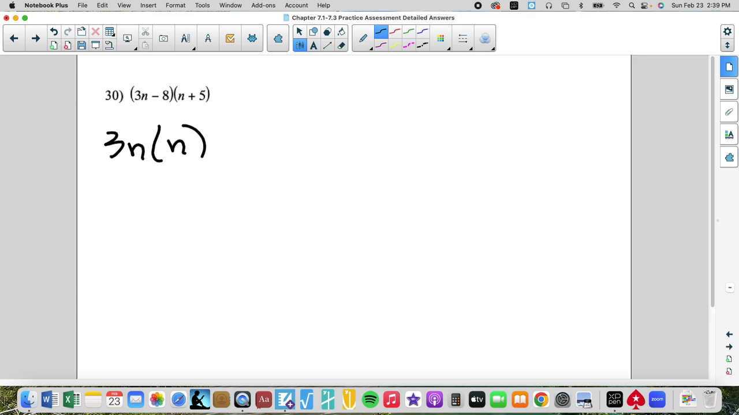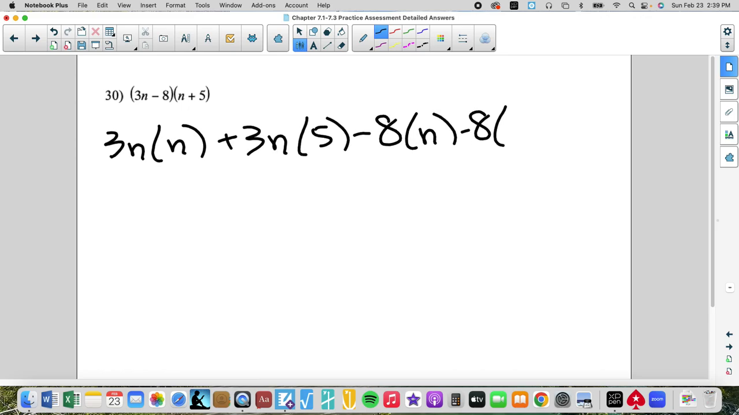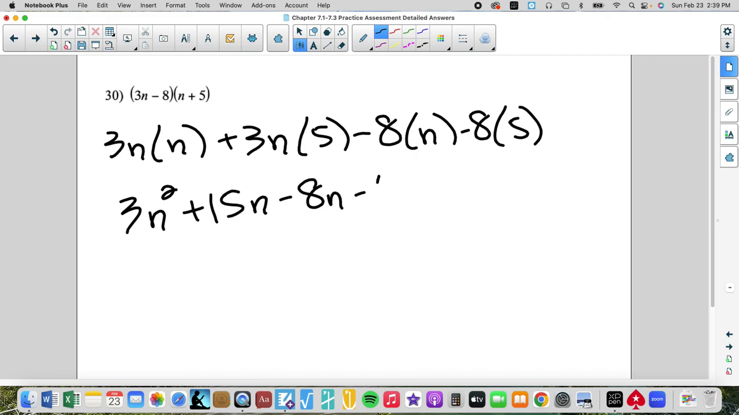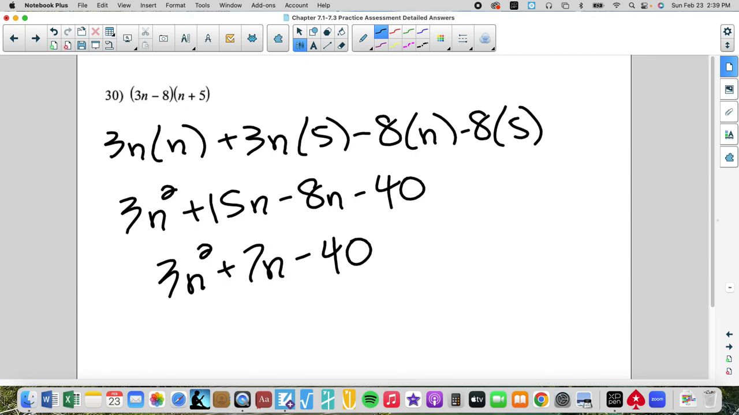3n times n, do lots of practice. Times 5 minus 8 times n minus 8 times 5. 3n squared plus 15n minus 8n minus 40. 3n squared plus 7n minus 40. And when you get signs that are different, positive 15n, negative 8n, stop, look at it, make sure I have more positives than negatives, so my answer better be positive 7n.